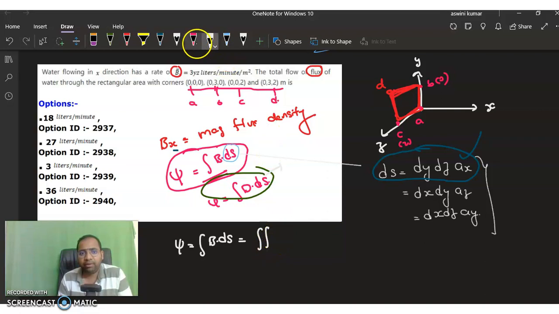And what is the B expression given here? B is given as 3yz. So let's take 3yz here, and in the place of ds I am substituting this one, that is dy dz ax. Okay, all of you understood? So later I am taking this one like this. So please have a look here.